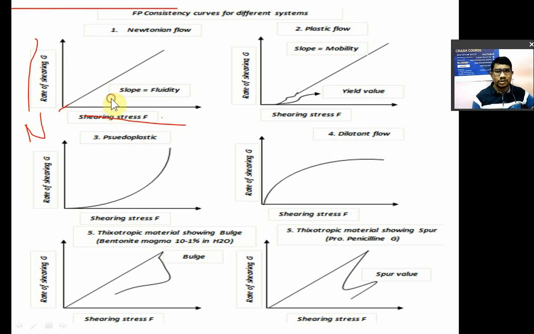Now the slope of this line is nothing but the fluidity. This is the consistency curve or rheogram for a Newtonian liquid. If you increase the stress, the shear rate will increase and there will be beginning of flow, beginning of flow for a Newtonian liquid. For example, water, glycerine, alcohol, dilute colloidal dispersions. They are examples of Newtonian fluids.